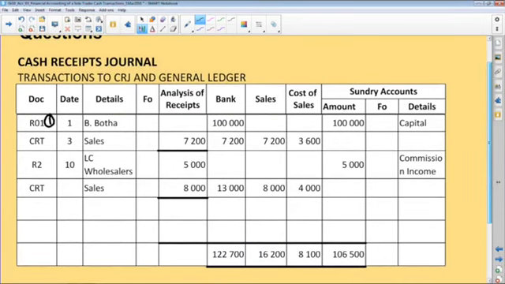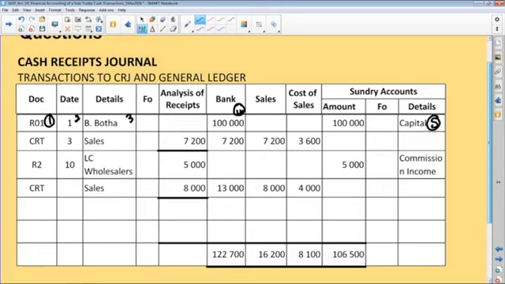The date will be number 2. Do you see my second one? And then the owner gave the money. There's the owner. And then bank went up. That's the amount we received. And then we have capital, which is number 5. So this is the reason for the receipt.